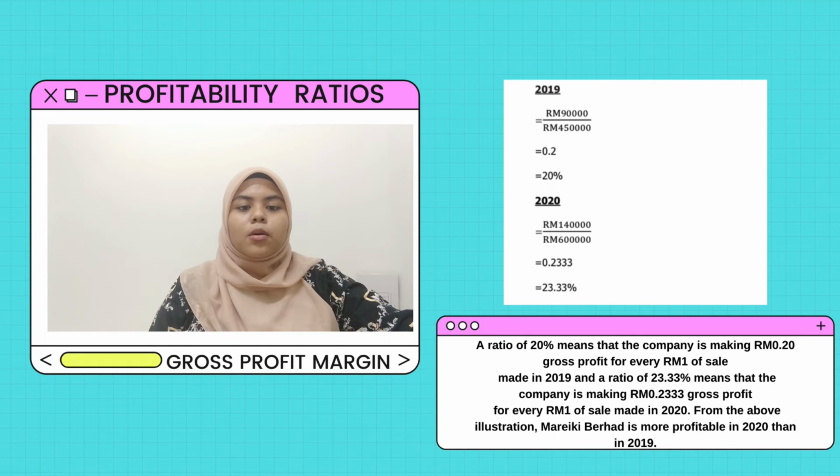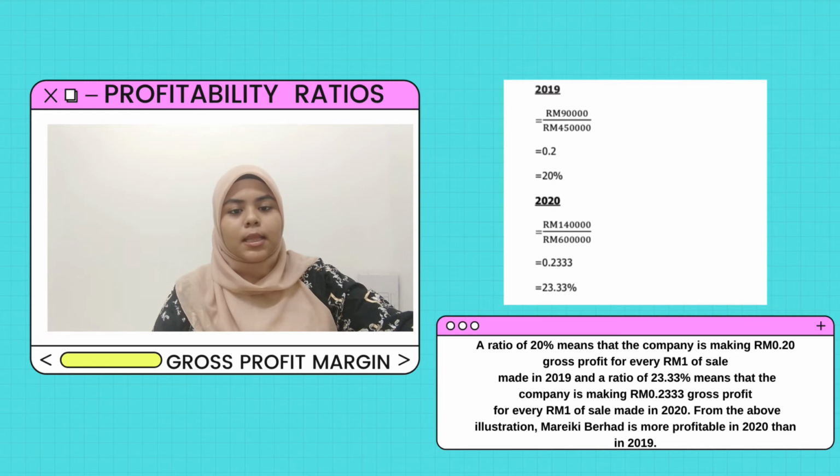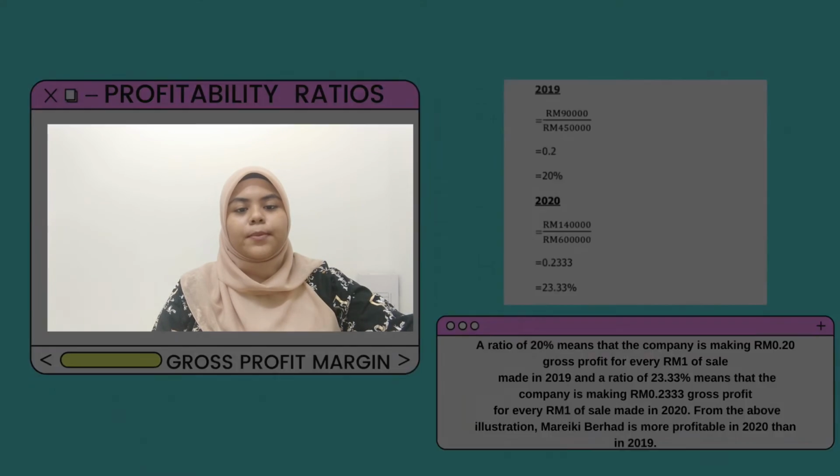I will start with gross profit margin. From the illustration, Mareiki Berhad is more profitable in 2020 than in 2019 because a ratio of 20% means that the company is making RM0.20 gross profit for every RM1 of sale made in 2019, and a ratio of 23.33% means that the company is making RM0.2333 gross profit for every RM1 of sale made in 2020.